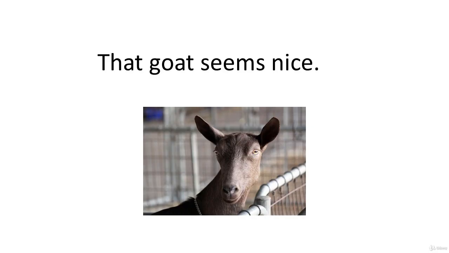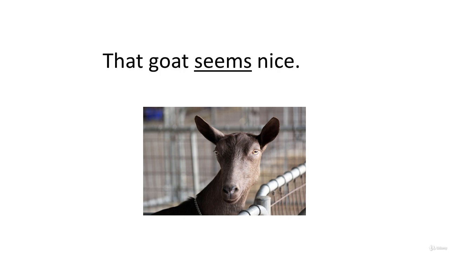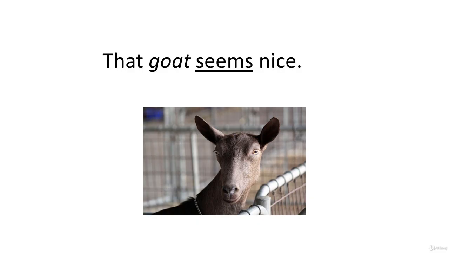Let's apply it to this one. That goat seems nice. What is the action or state of being in this sentence? Seems. This is that linking verb. It doesn't convey action. It indicates a state of being. Then who or what is seeming? The goat is seeming. So the goat seems nice. And by the way, let's just take a second to admire that goat. It's kind of extraordinary. I was able to find a picture of a goat that genuinely seems nice. I think he actually is nice. Anyway, moving on.